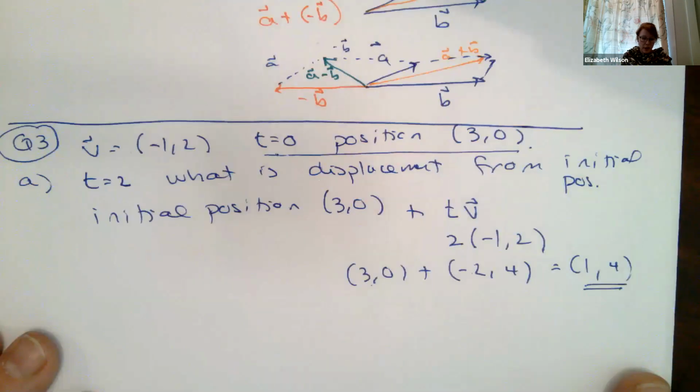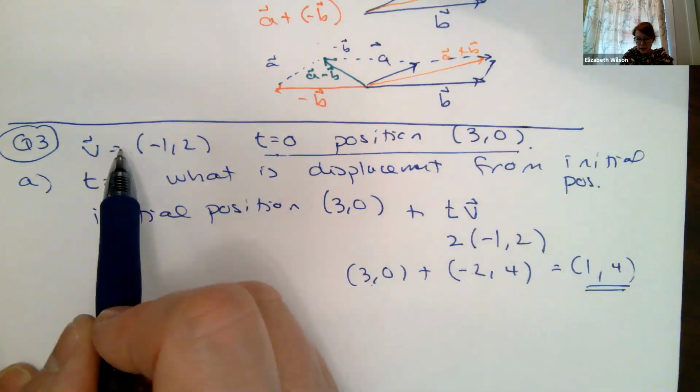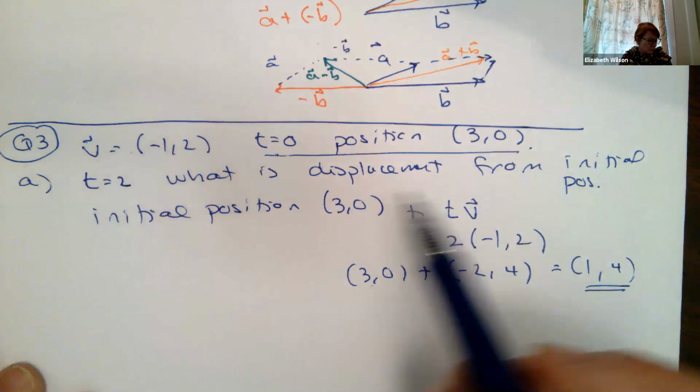Okay. If you know about velocity, right? Velocity is distance over time. So if I multiply velocity by time, I'm going to get distance. So you can kind of think about it like that, right? For part A.